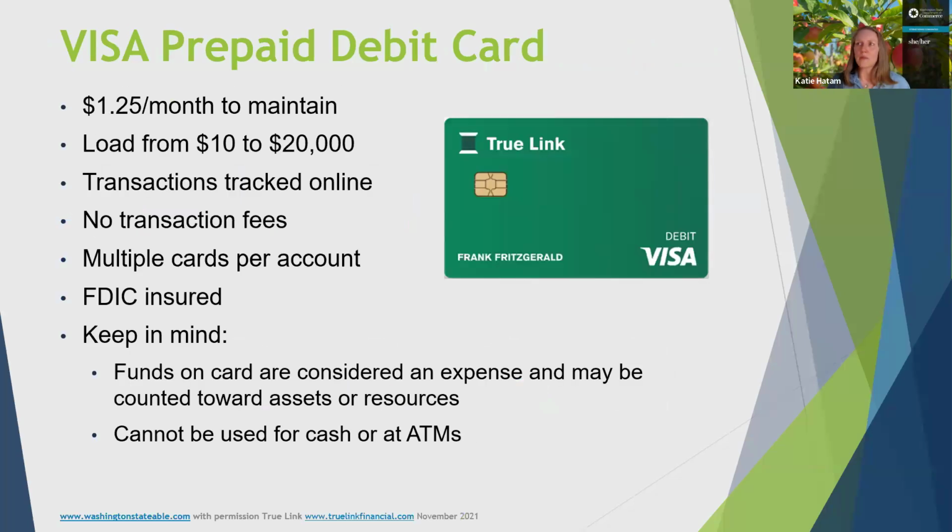So here's that prepaid debit card I was mentioning. It's offered through TrueLink, and the card for the beneficiary or for the account holder is $1.25 per month to maintain. You can load anywhere from $10 all the way up to $20,000 onto the account or onto the card. The transactions are tracked online.